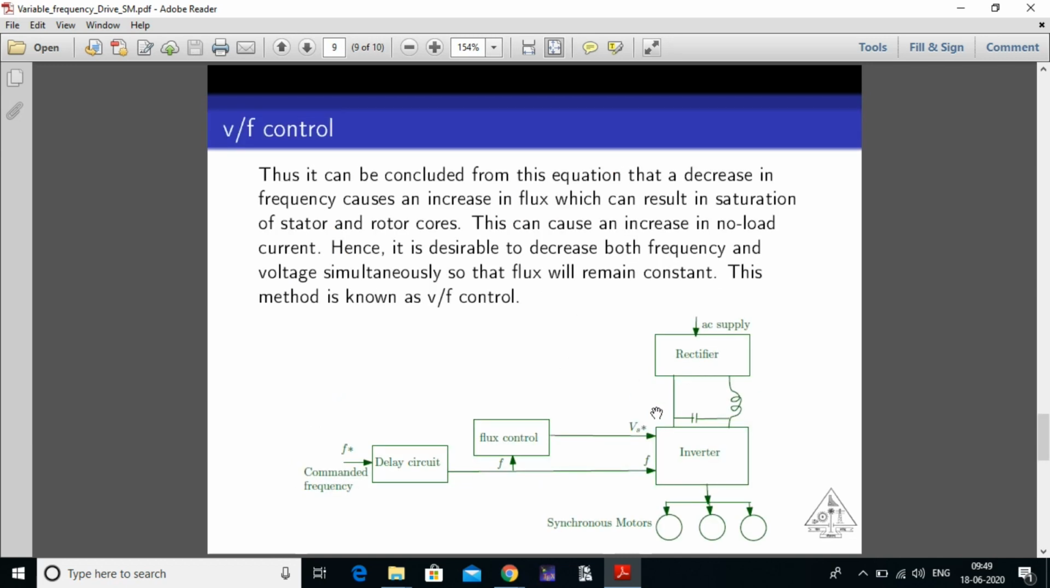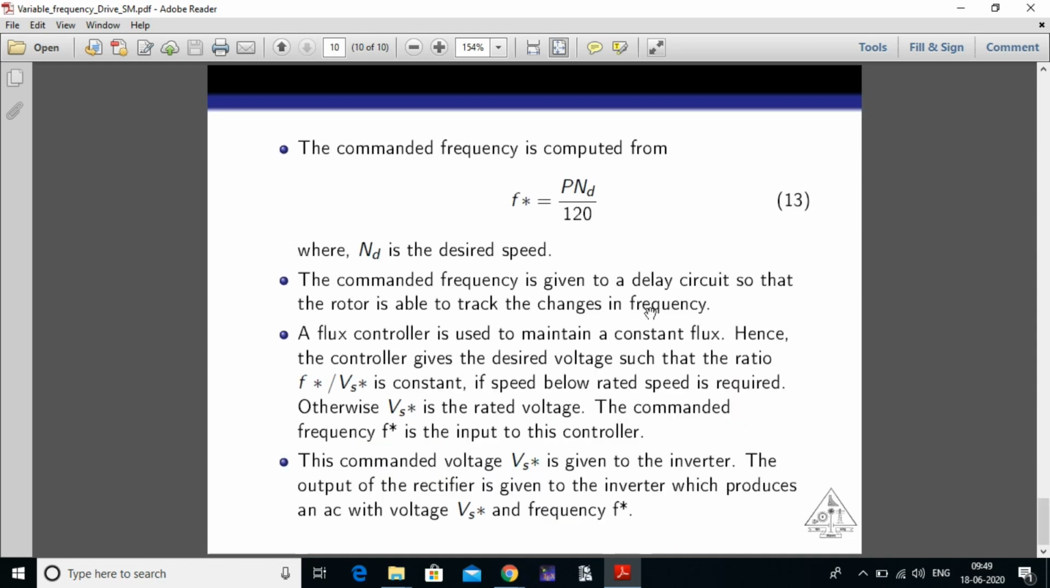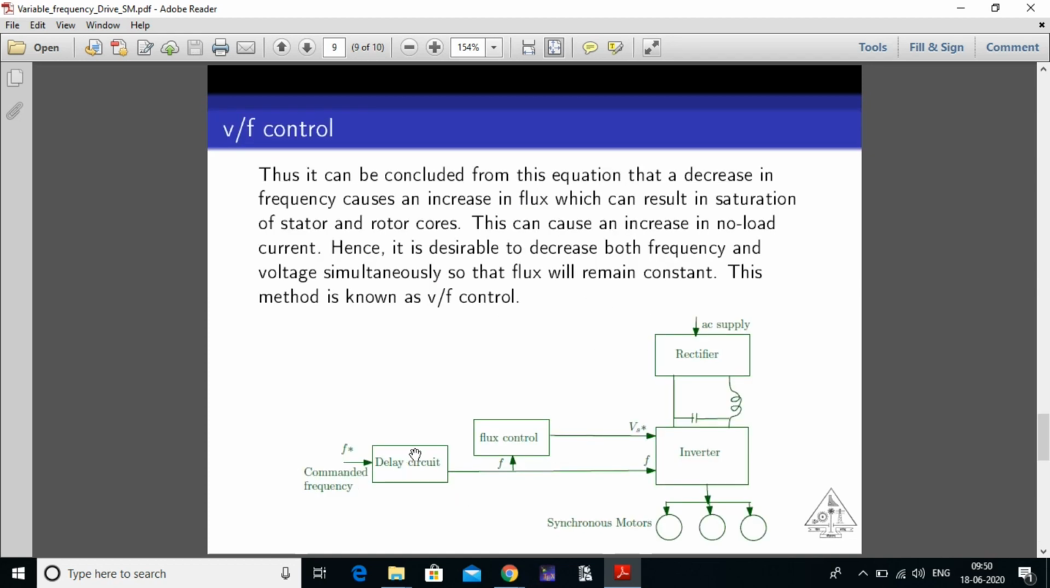That Vs star is calculated by this flux control block. And here I am giving the commanded frequency, the frequency which is required to change my speed. That F star is calculated from equation number 13 and given to here. The input to the flux control is this frequency F. Now that frequency and Vs star are the reference quantities to this inverter.